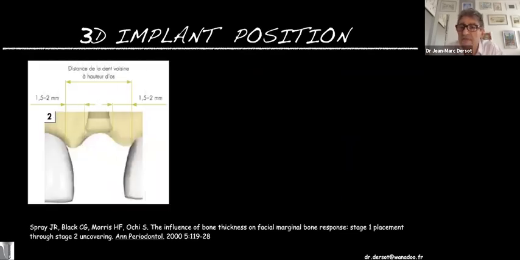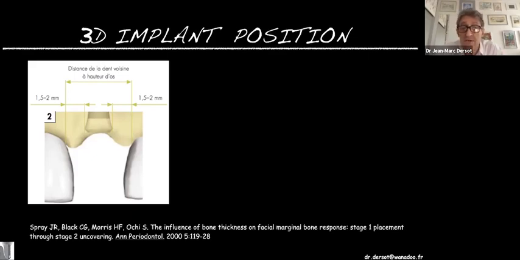I always receive the same question from my ortho referees: how many millimeters do you need between the two teeth, on each side of a supposed implant place? So my answer is always the same: we need a minimum of 1.5, but it's better if we can have 2 millimeters between an implant and the natural tooth adjacent to the future implant.